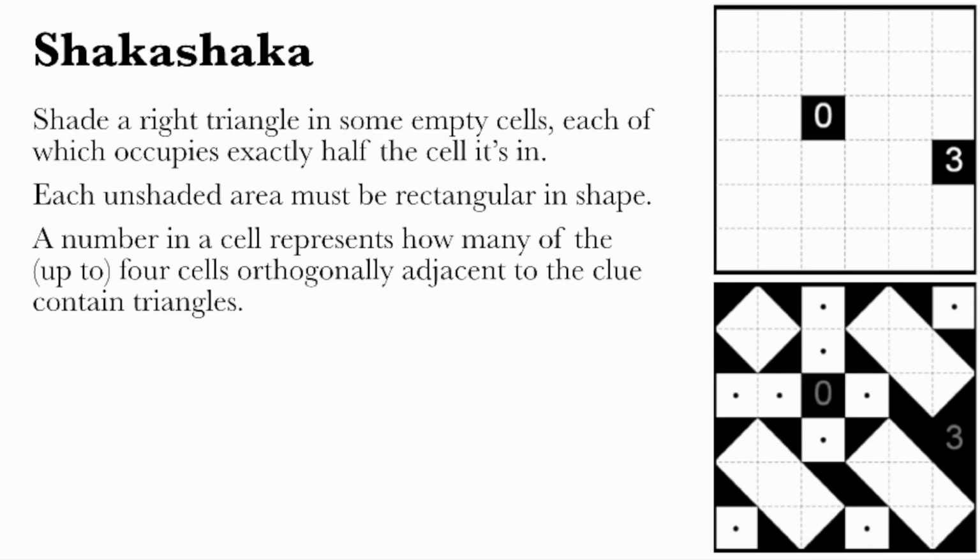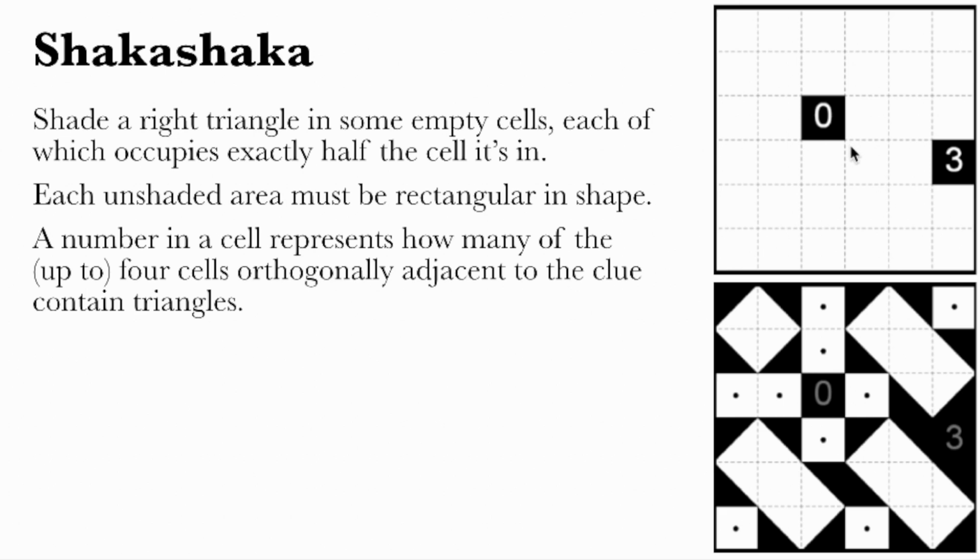Shakashaka is a shading puzzle, although an unusual one. We will shade a right triangle in some empty cells, each of which occupies exactly half the cell it's in. This is saying that we are never going to fully shade a cell, as we do in many other puzzles of this type. We're instead going to cut the cell in half diagonally and shade half of it. So you can see in this cell here, we have shaded this triangle in the bottom left.